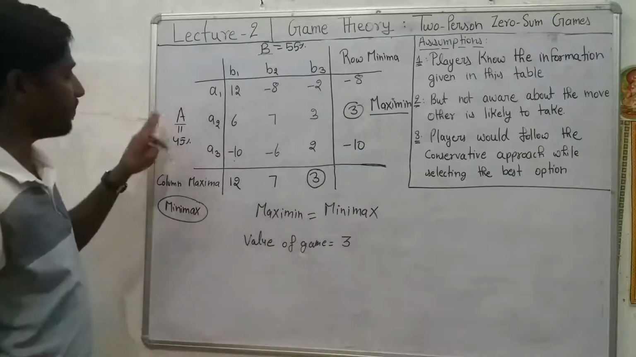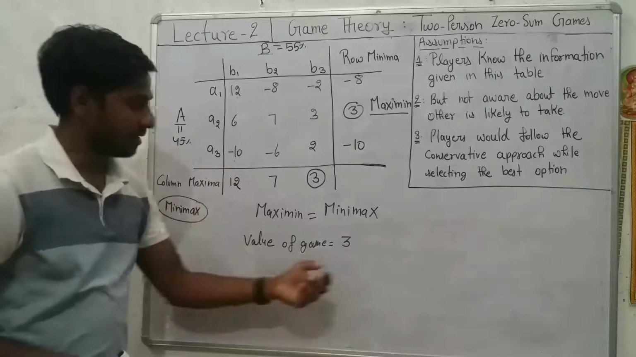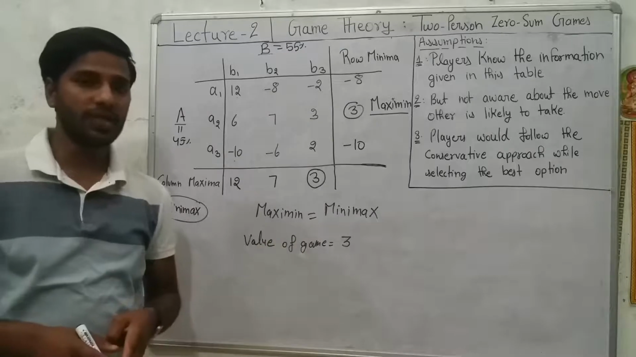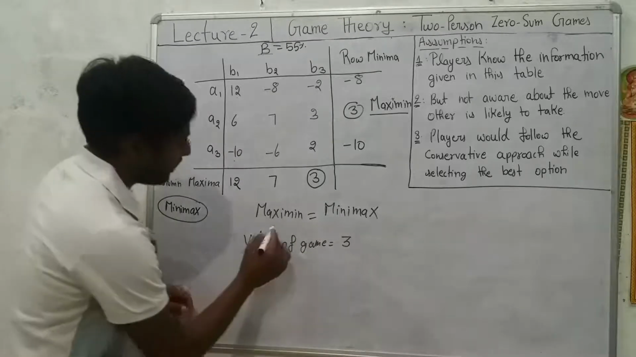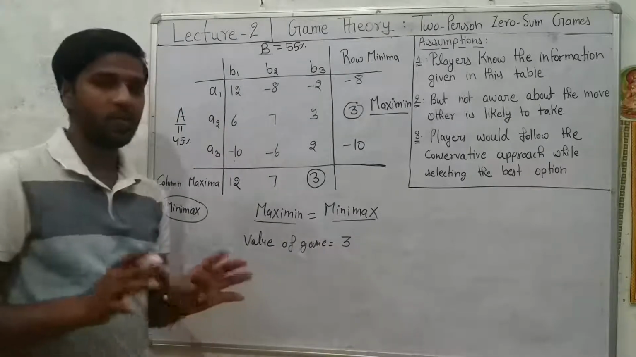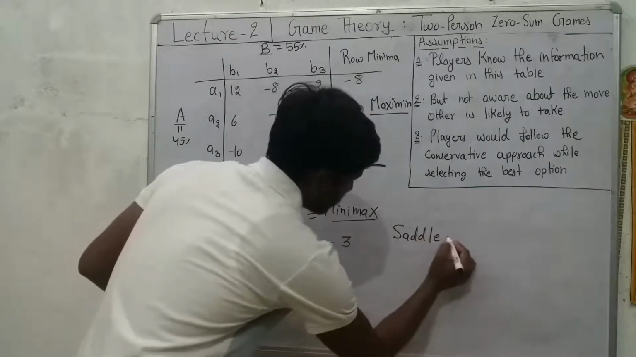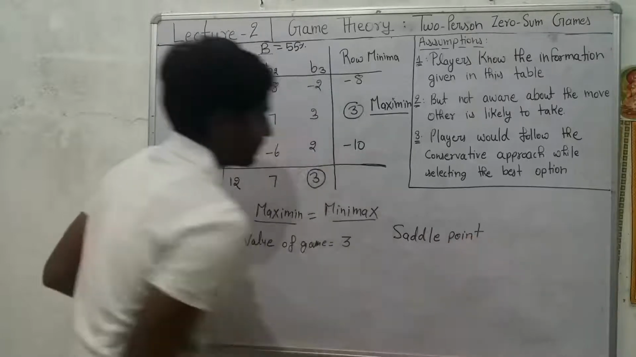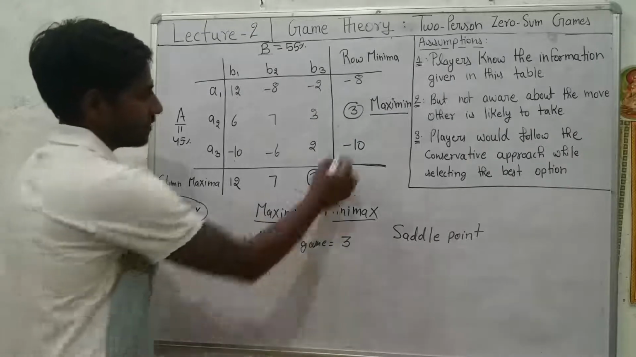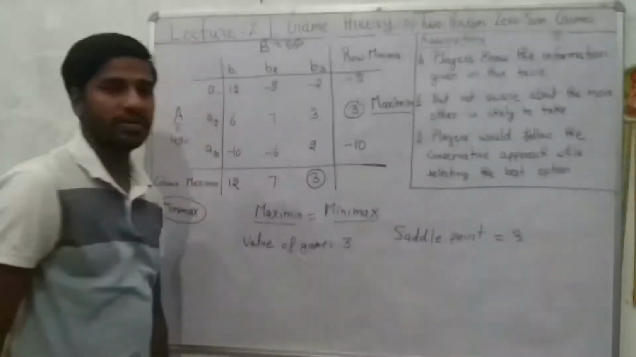It means company A is going to gain 3% of market share, and in opposite of that, company B is going to lose 3% of the market share. And remember that when maximin is equal to minimax at any particular point, we call that point a saddle point. So in this particular case, maximin is equal to minimax, that is equal to 3. So 3 is the saddle point.